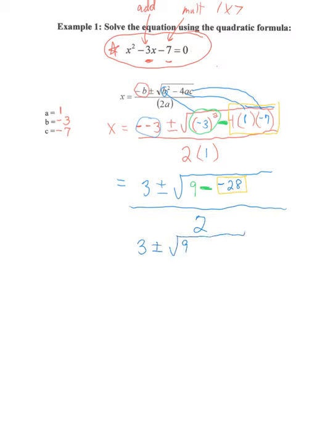So I got 9 plus 28 over 2, which is 3, plus or minus the square root of, that turns out to be 37, over 2. So now, that's what x is, right?